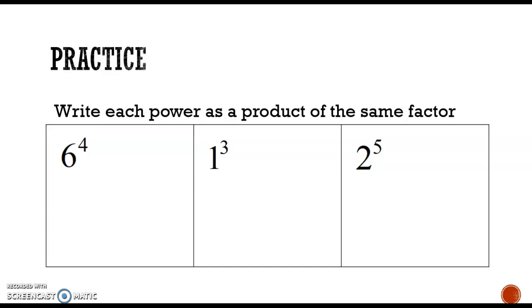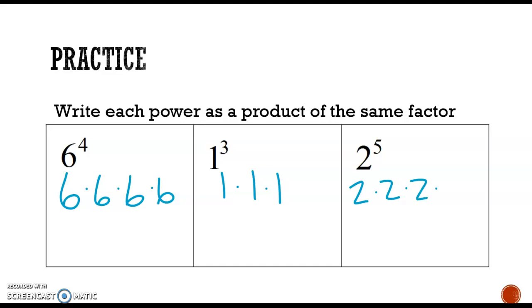Alright, so the first one says 6 to the 4th. So that means we are writing out 6's 4 times. So it's just 6 times 6 times 6 times 6. 1 to the 3rd, or another special way because it's third, you can say cubed. So 1 cubed or 1 to the 3rd. So we are writing out 1's 3 times. 1 times 1 times 1. 2 to the 5th means we are writing out 2's 5 times. So 2 times 2 times 2 times 2 times 2.